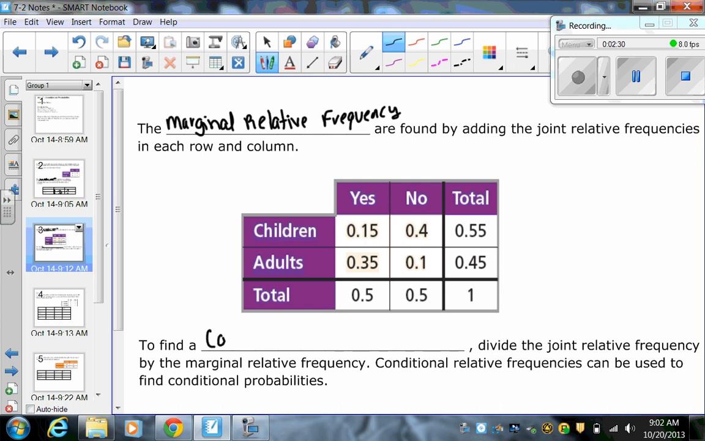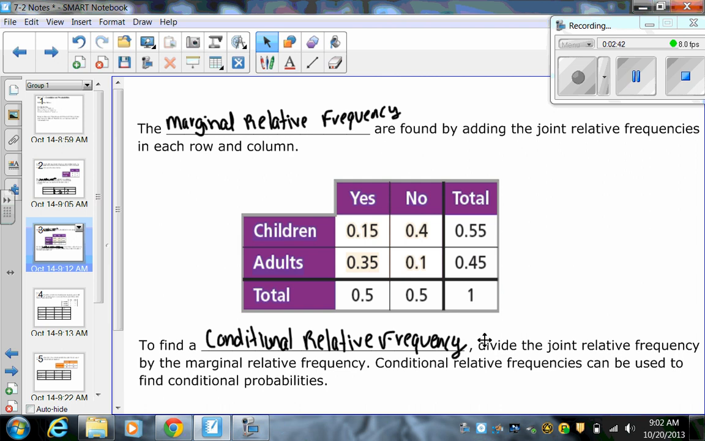To find conditional relative frequency, you're going to divide the joint relative frequency by the marginal relative frequency. Conditional relative frequencies can be used to find conditional probabilities, and this will make more sense to you when we work an example in just a second.